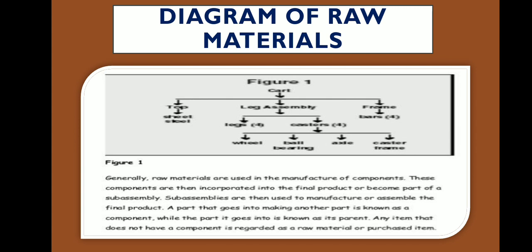The next is the diagram of raw material. Generally, raw materials are used in the manufacture of components. These components are then incorporated into the final product or become part of a sub-assembly. Sub-assemblies are then used to manufacture or assemble the final product. A part that goes into making another part is known as a component, while the part it goes into is known as its parent. Any item that does not have a component is regarded as a raw material or purchased item.